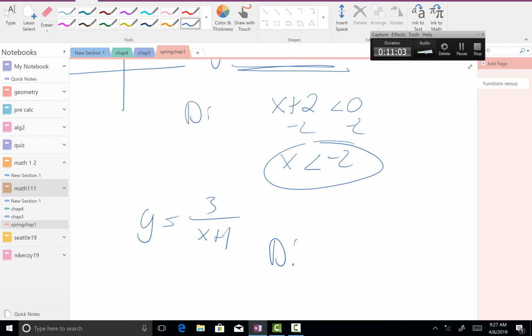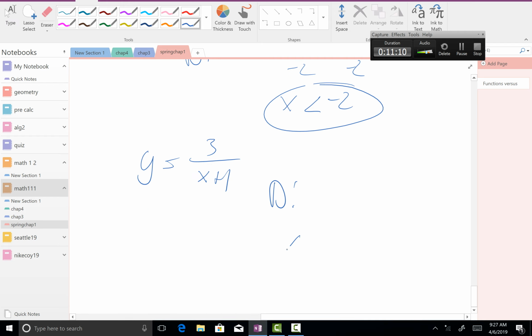When the denominator is 0, right? So when this is 0, I've got an issue. All right, I'm going to take this bottom part and set it equal to 0. And, oh man, when x is negative 1, I get an issue. So I'm going to come up here and say x cannot be negative 1.